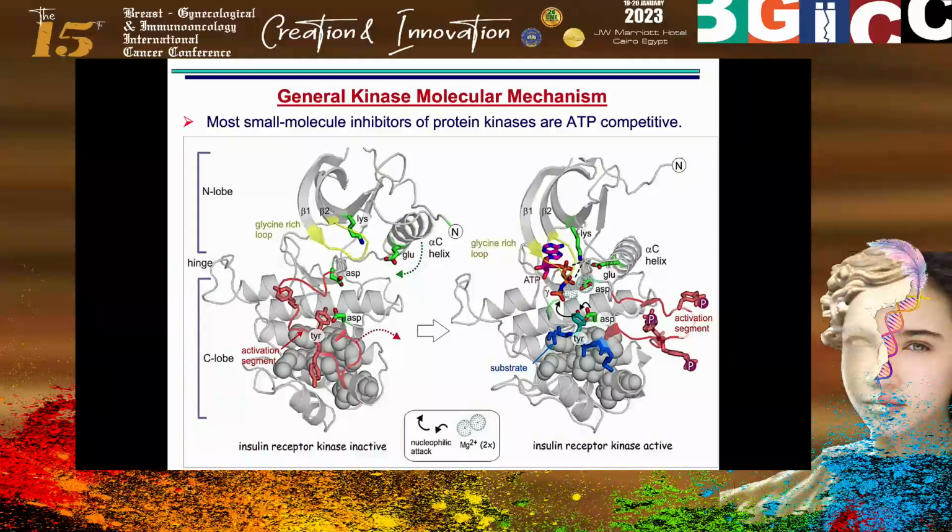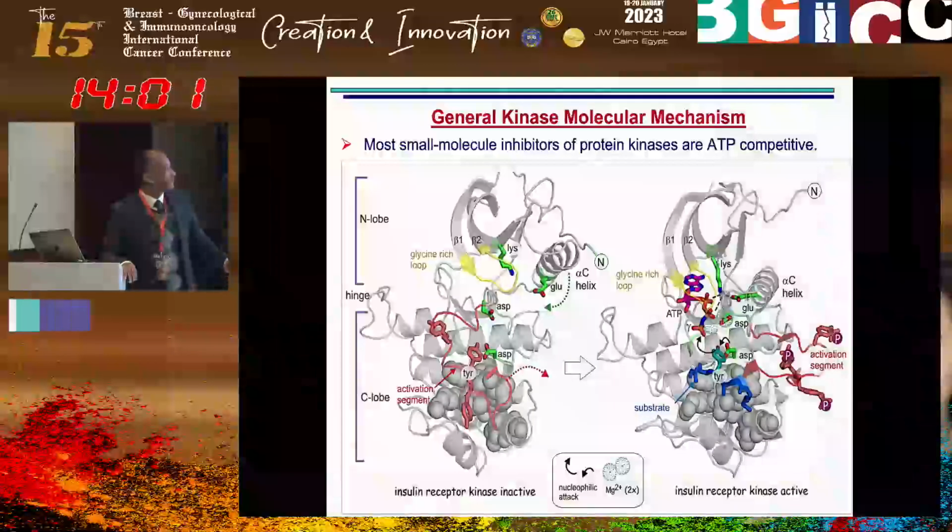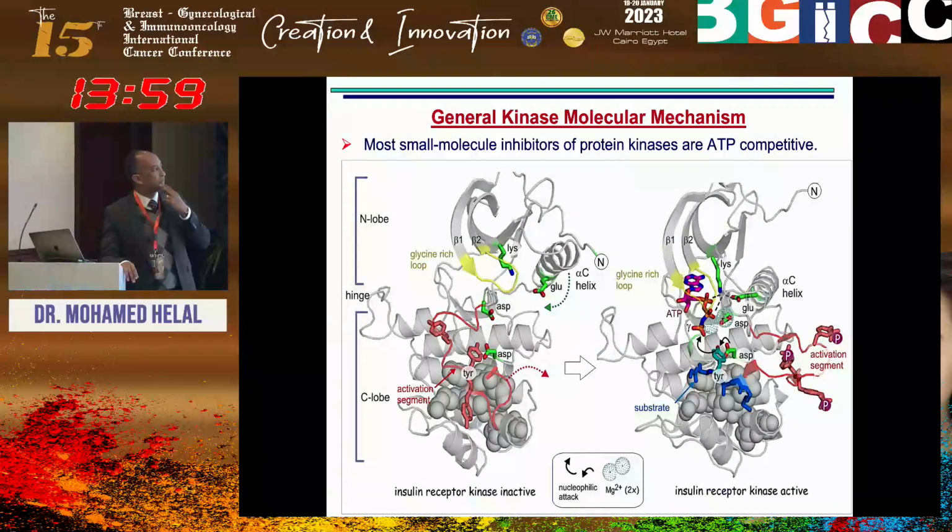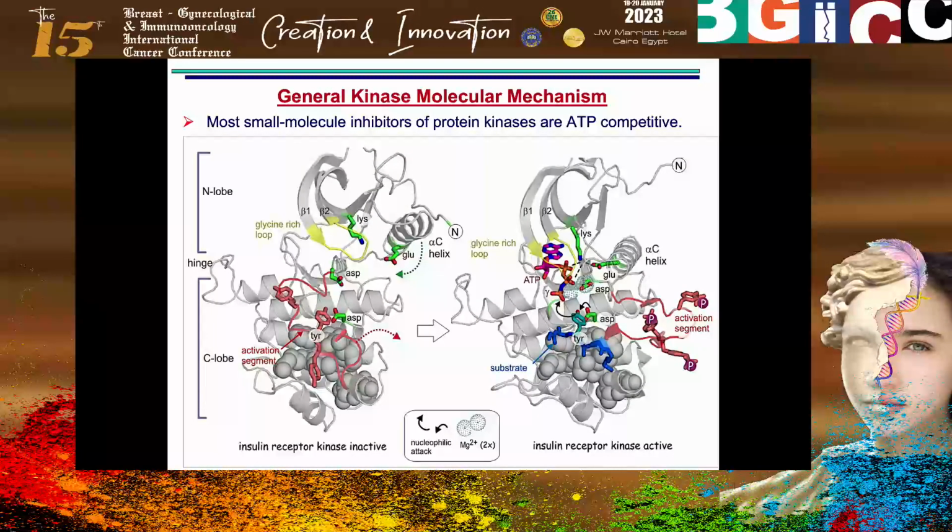And this is the active form, of course, and in the active conformation, we don't have space for the binding of ATP or even the other protein substrate. And of course, we have two designations for this. We call the active form alpha C-in, because the alpha helix moves inwards, and we call it DFG-in also. So the active is alpha C-in or DFG-in, and the inactive is alpha C-out or DFG-out.